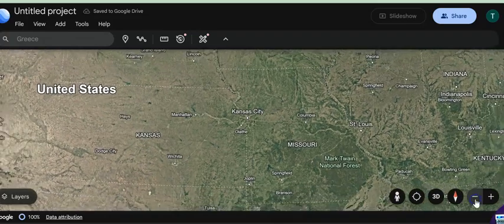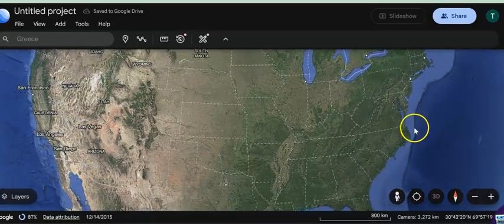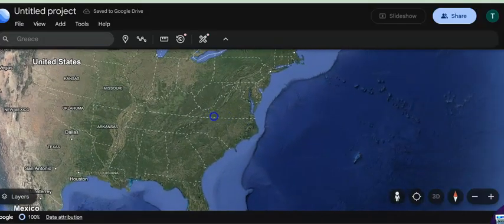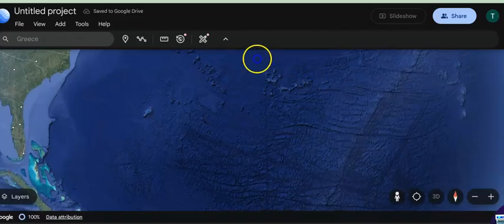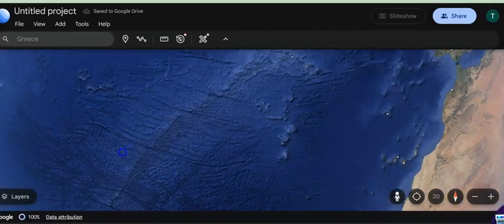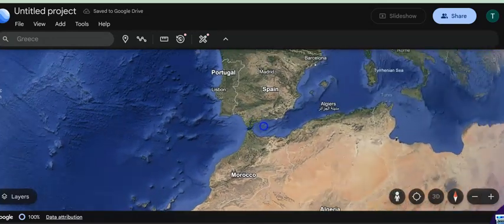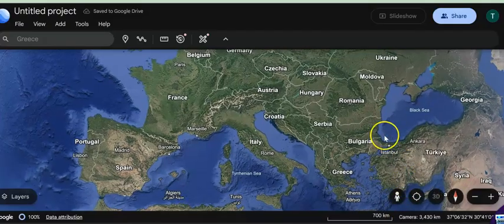Kansas City is so small compared to. It really is. Right? So the United States, we're going to fly across the eastern half of the United States. We're going to go across the Atlantic Ocean. We're going to go through the Bering Strait that separates Africa and Europe. We're going to go across the Mediterranean Sea. And then we get to where Greece is, right? So that's a pretty long way.